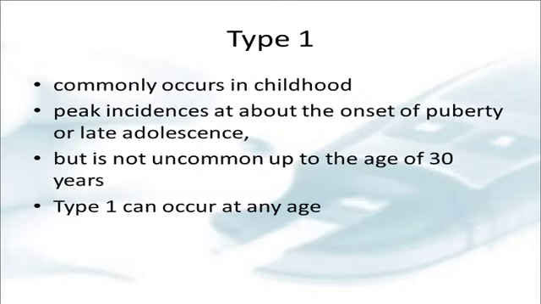You'll note that type 1 diabetes commonly occurs in childhood and has a peak incidence at the age of puberty or late adolescence, but you can get it in people up till the age of about 30 years, and it's worth noting that even still, type 1 diabetes can occur at any age.